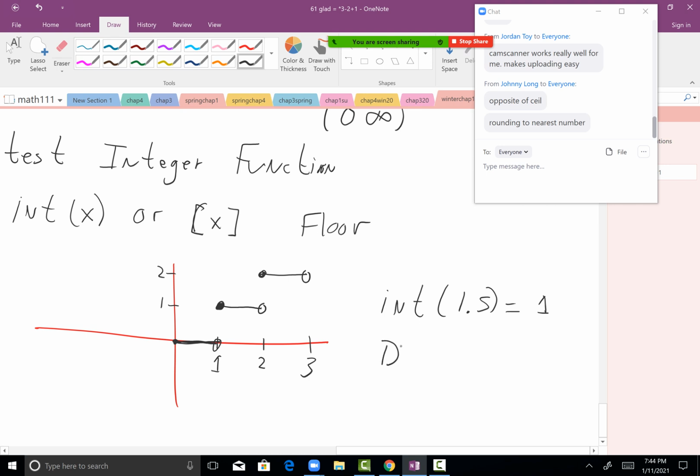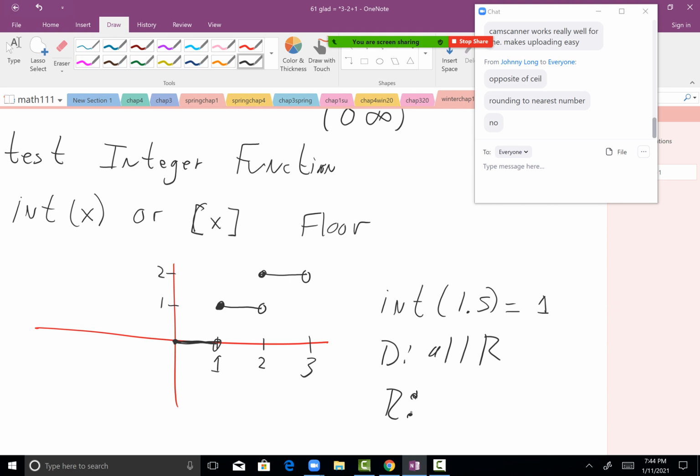Hey, domain. What's the domain? All real numbers. Good job. And the range? All real numbers. Everybody agree with that? It's greater than 0. Okay, I got all real numbers and I got greater than 0. Johnny's telling me he doesn't agree with that. What do you think? I like your thinking here. What is it?